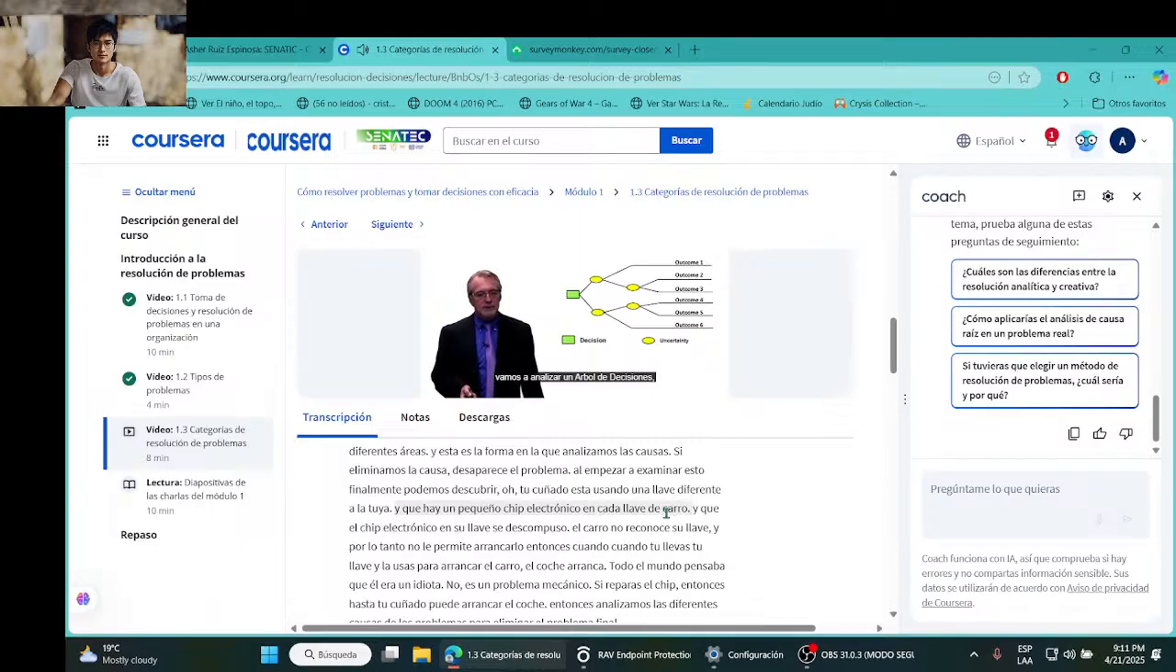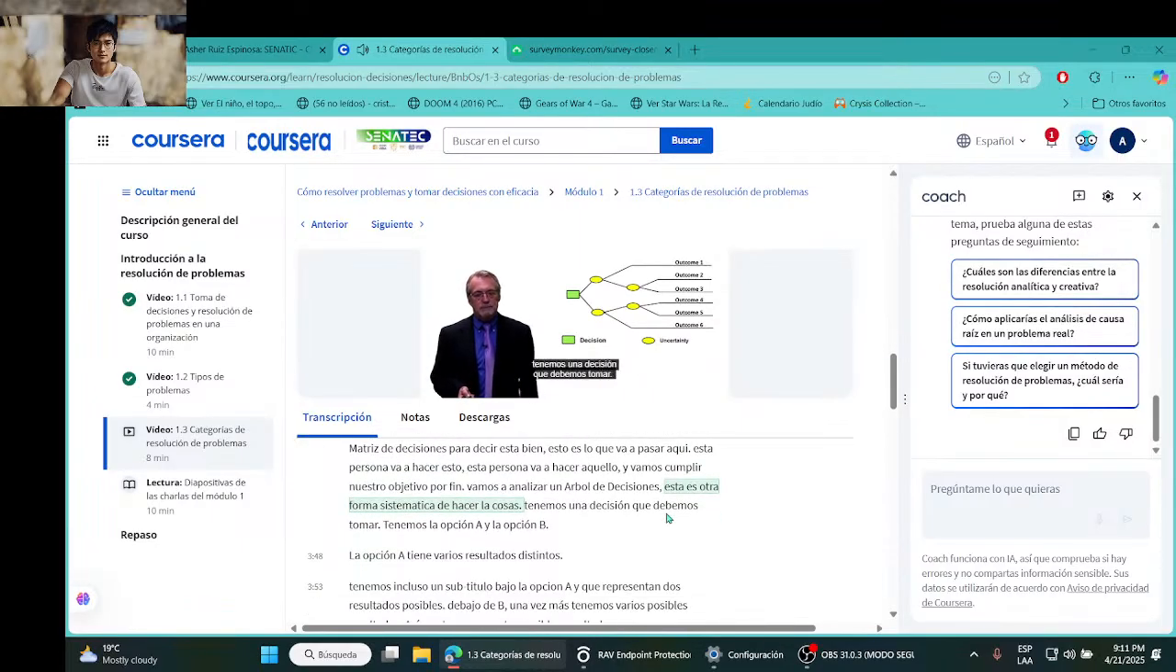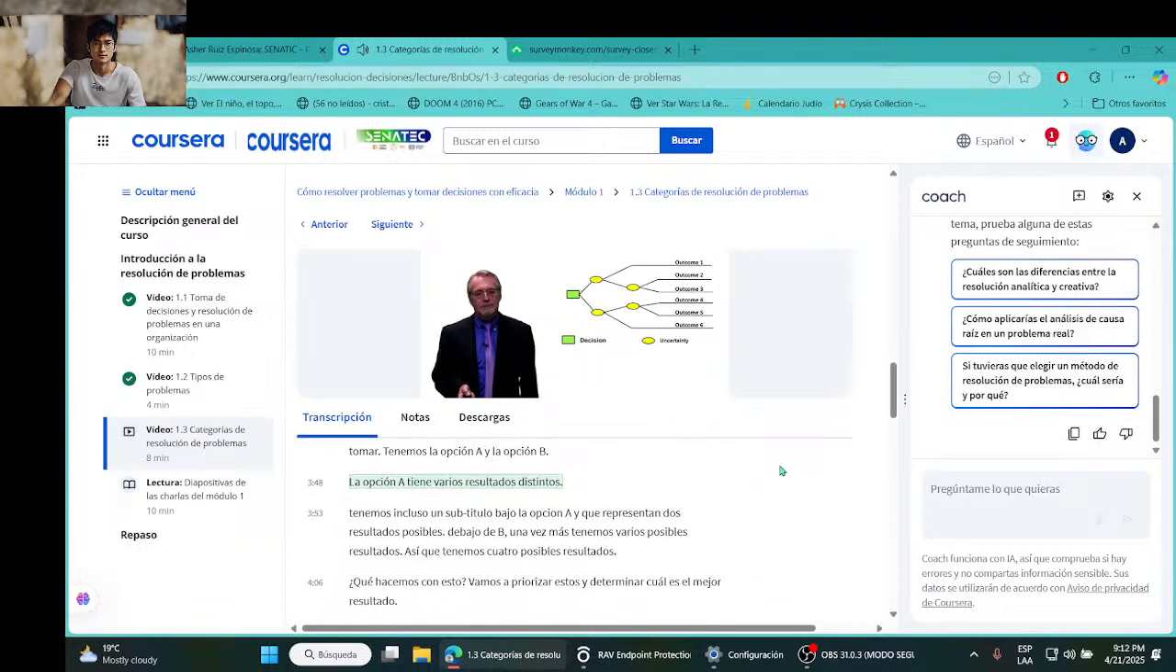We're going to look at a decision tree. That's another systematic way of doing things. We have some kind of a decision we need to make. We have option A and option B. Option A has some different possible outcomes. We even have a subheading under option A, and that has 2 different possible outcomes. Under B, again, we have a number of different outcomes. So we have our possible outcomes. What do we do with this? We're going to prioritize these and figure out which is the best outcome. So a number of different tools to help us in our decision-making process.